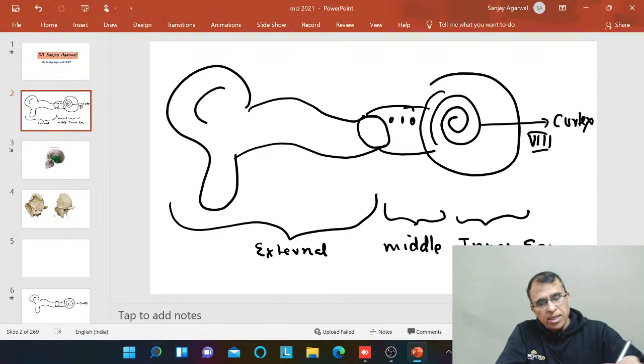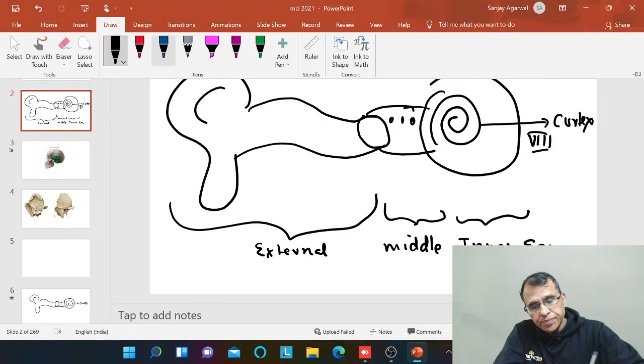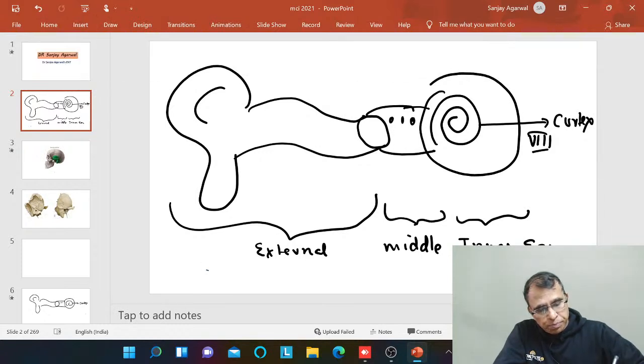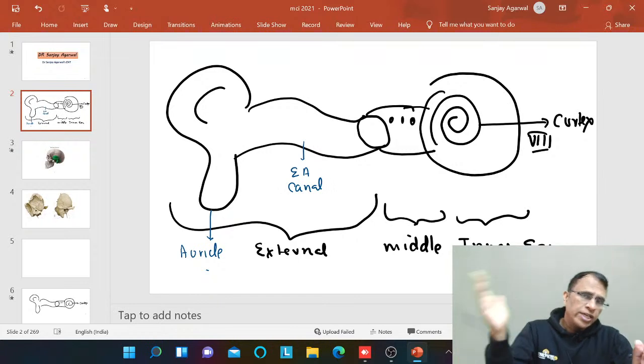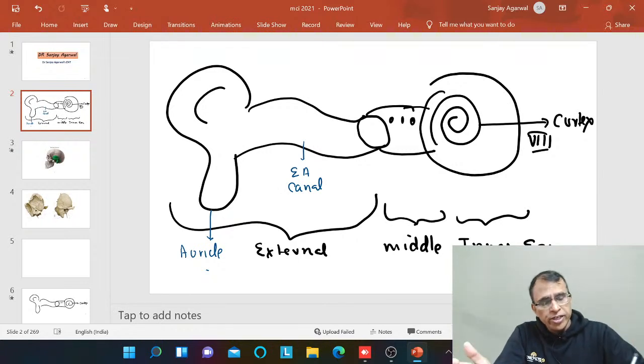External ear has this, I'll remove this. Let's say this is pinna, which is called auricle. You know, this is the right word, auricle. This whole thing is called external auditory canal. It's a canal, obviously, and it is on the outer side, so external, and it's for hearing, so auditory canal. Now, a very important thing is the opening of this canal. This opening, the entry point, is called the external auditory meatus. Remember this very important thing, meatus.